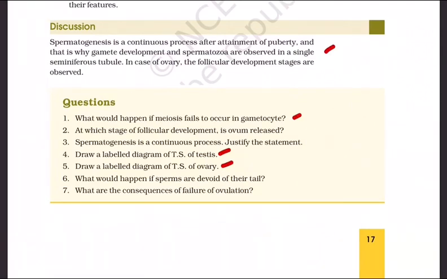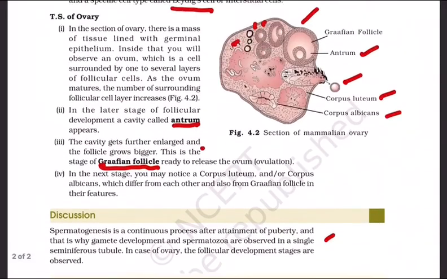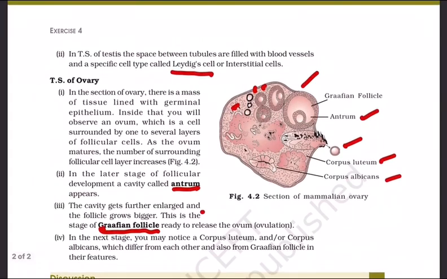What would happen if sperms are devoid of their tail? Of course, they cannot show movement. Without movement, they are not fit for fertility. What are the consequences of failure of ovulation? Of course, if ovulation is not there, then there won't be release of ovum, there won't be fertilization or pregnancy. So like this, sometimes the external examiner will ask you questions related to this, and be prepared for this. And in this experiment, most important is your skill of drawing a beautiful diagram.